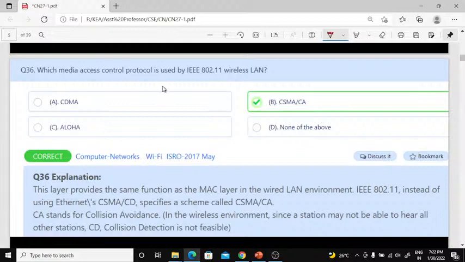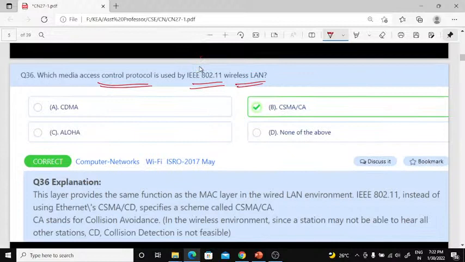Which media access control protocol is used by the IEEE 802.11 wireless local area network? For the 802.11 wireless LAN, that is CSMA, carrier sense multiple access.